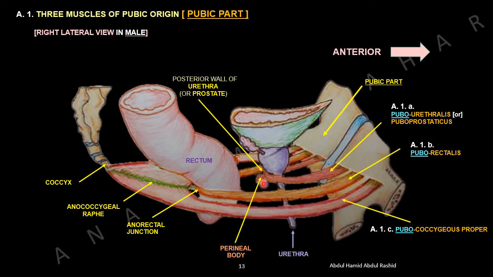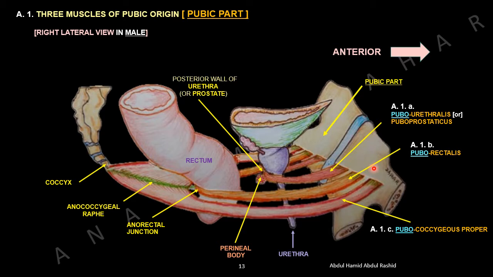This is the perineal body. This is the rectum and anal canal. This is the anorectal junction. This is the coccyx. So this is the anococcygeal raphe. So let's see the three muscles coming from the back of the pubic bone.